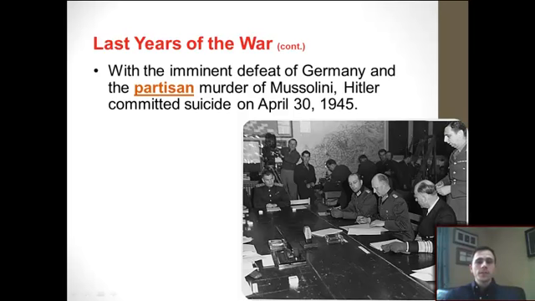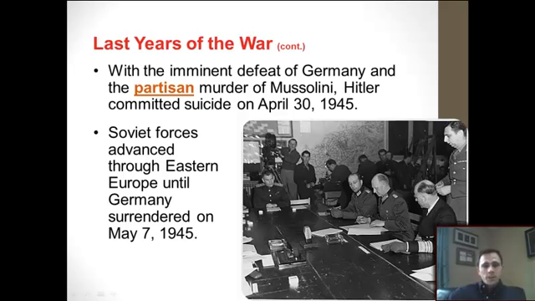Okay, with the imminent defeat of Germany and the partisan murder of Mussolini, Hitler committed suicide on April 30th of 1945. Soviet forces advanced through Eastern Europe until Germany surrendered officially on May 7, 1945. We can see in that picture the official surrender and the signing of the documents.